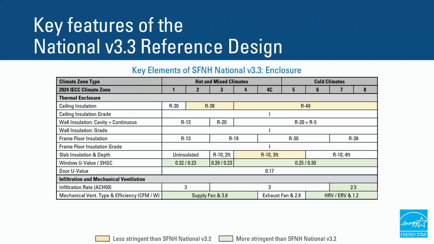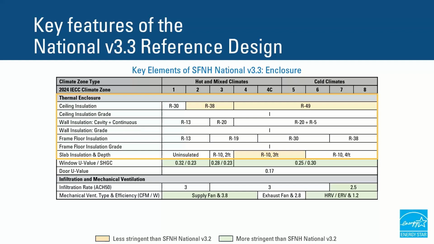So with that, let me show you what the proposed National Version 3.3 Energy Star reference design looks like. We'll start with the enclosure components. And in these tables, I thought it might be helpful to show you which measures are more stringent than the version 3.2 Energy Star reference design, and the few measures that are less stringent, since many partners have been developing intuition around that version.